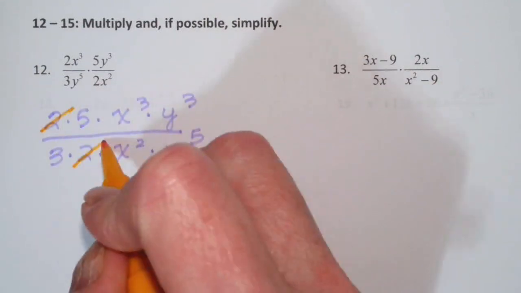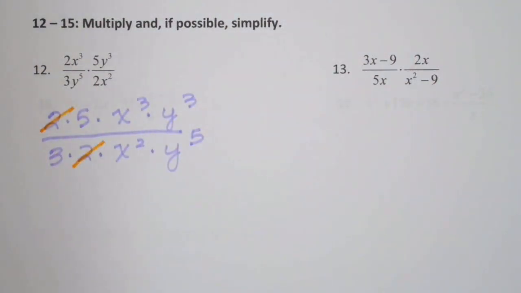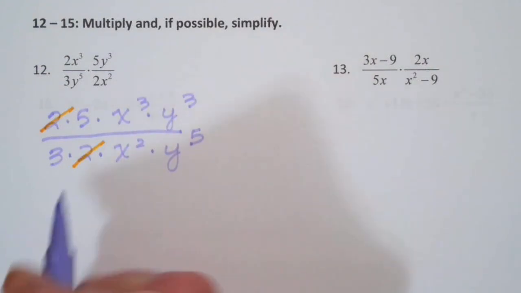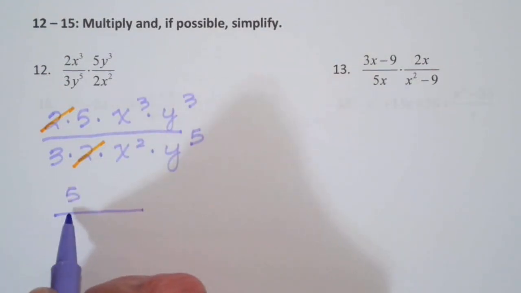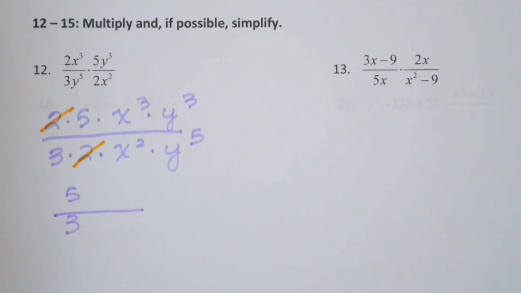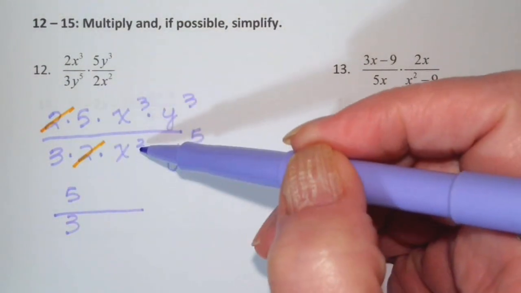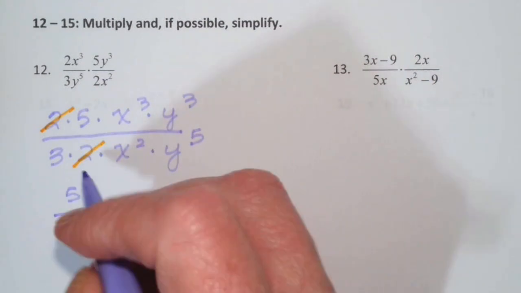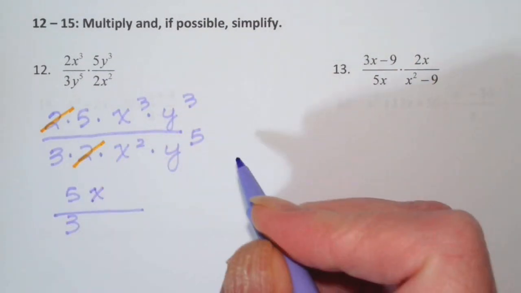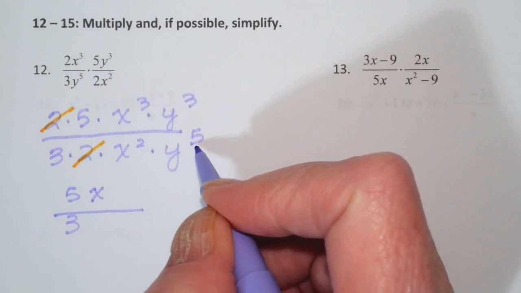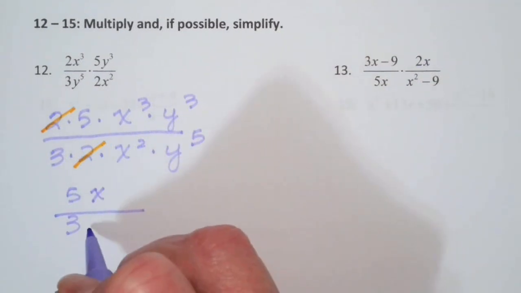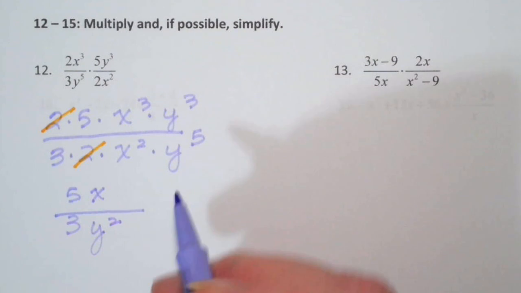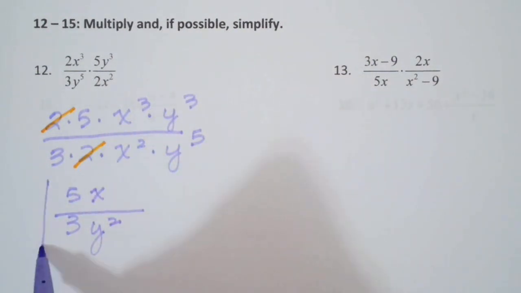Okay, so I have a common factor of 2, so that's gone. So I am left now with 5 over 3. There's nothing I can do with those. The x to the third over x to the second, 3 minus 2 gives me x to the first. Y to the third over y to the fifth, I have 2 more in the denominator, so those are the ones that are going to be left over. And that is my simplified response.